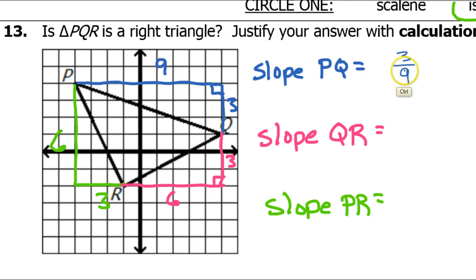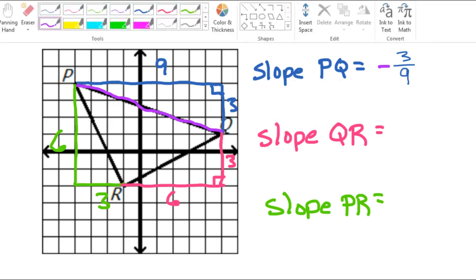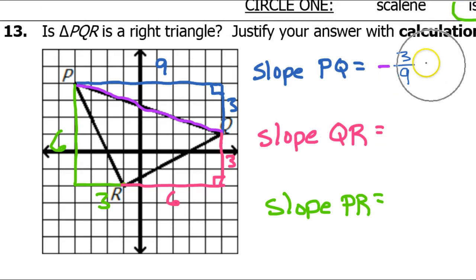Now before I reduce this, let's talk about whether or not this is positive or negative. Can you see that this PQ from left to right is going downhill? That makes this a negative slope. Now we need to reduce this. So this is going to reduce down to -1/3. Okay, so that is the slope of PQ. I'll show you how we're going to use that in a minute.